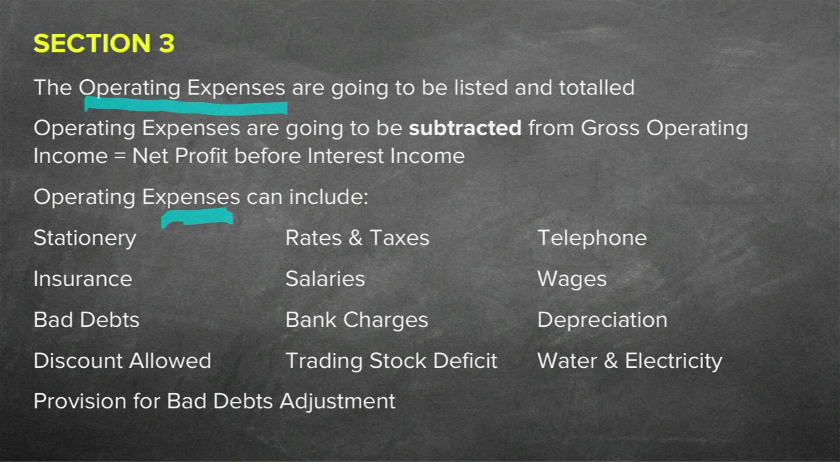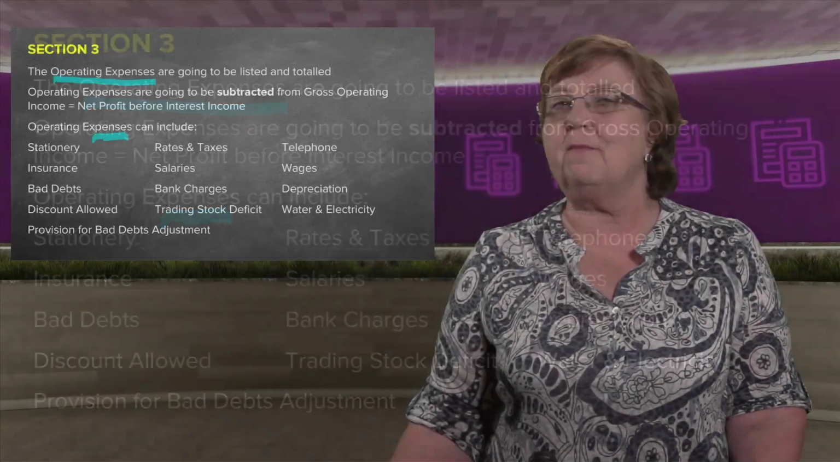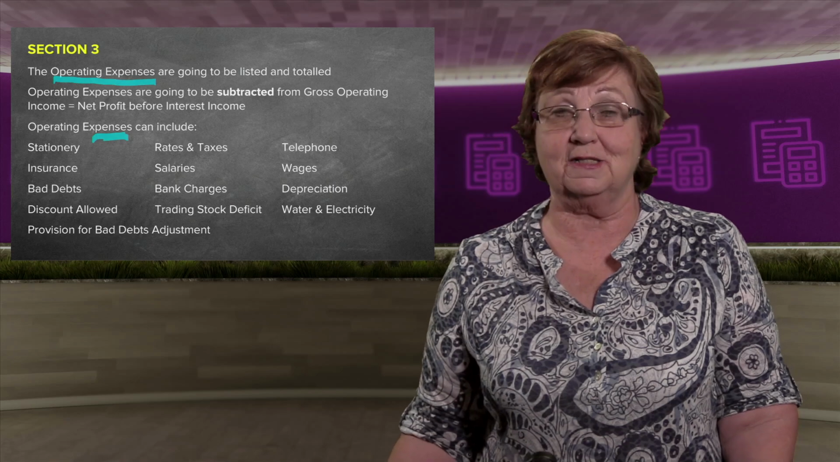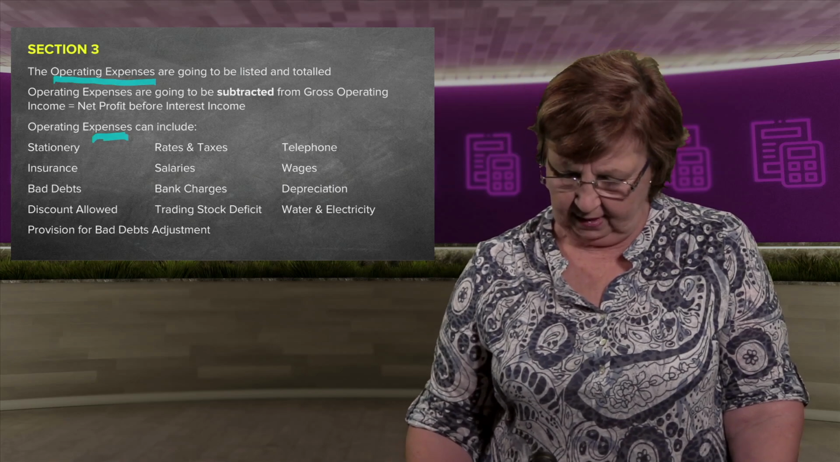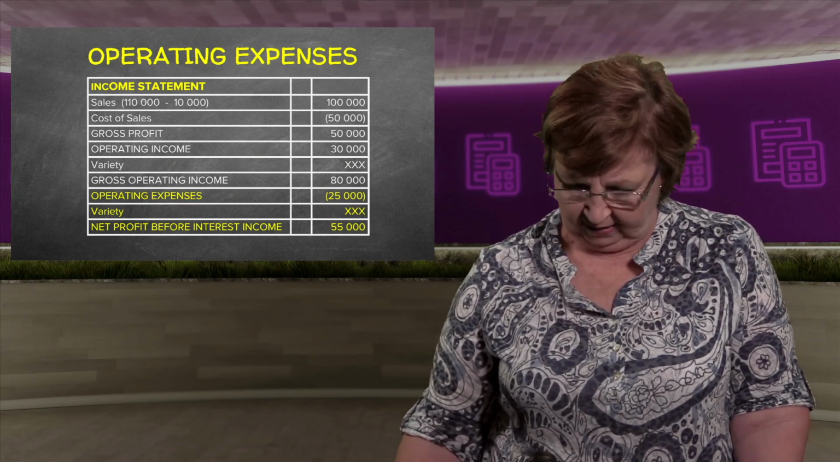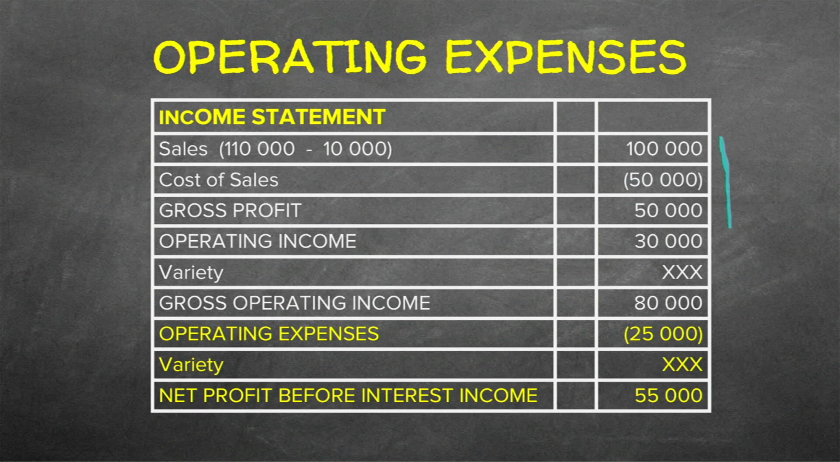Stationery, wages, depreciation, bank charges, bad debts, discount allowed, trading stock deficit, water and electricity, telephone, provision for bad debts adjustment. Just to refresh your minds, remember our provision for bad debts adjustment can be an income or an expense account. So how does this look in our income statement?